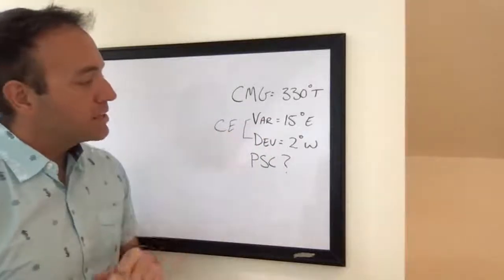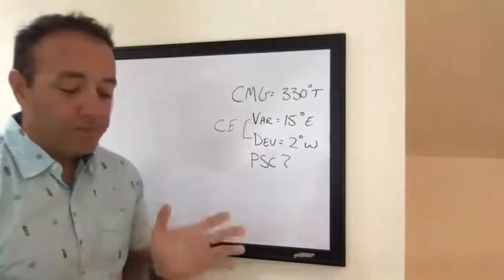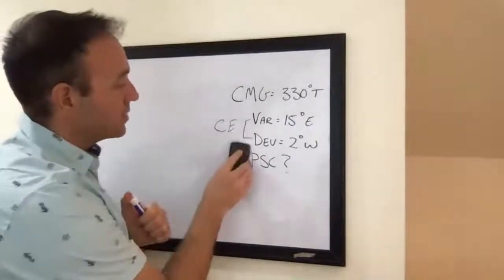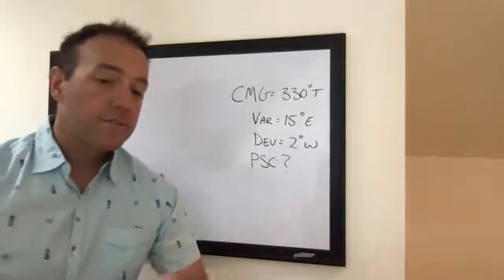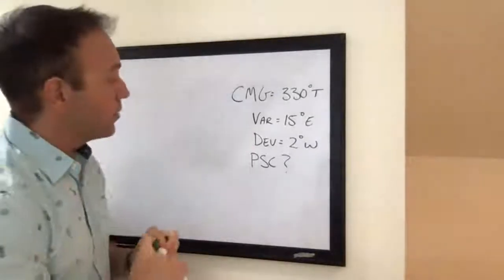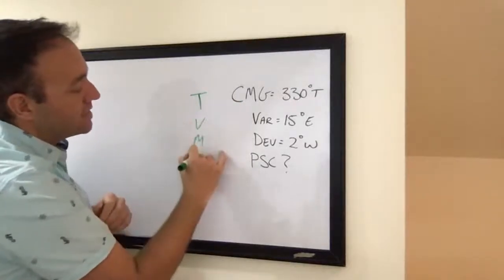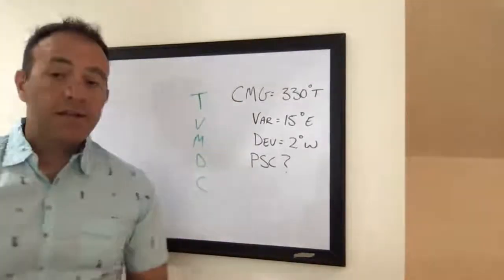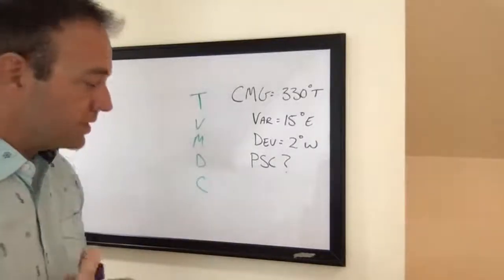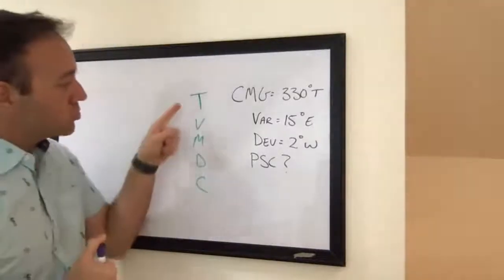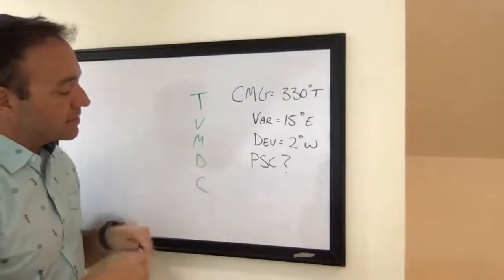Some people like to do that, and then you can apply the compass error to true and get your PSC. I'll show you a different way. The way that I like to do it is a little memory aid that you can use to help you out. The letters are TV, MDC, and you can come up with any kind of acronym for it. There are some that are more traditionally sailorly, but the one we're going to use is True Vampires Make Dull Companions at Wakes.